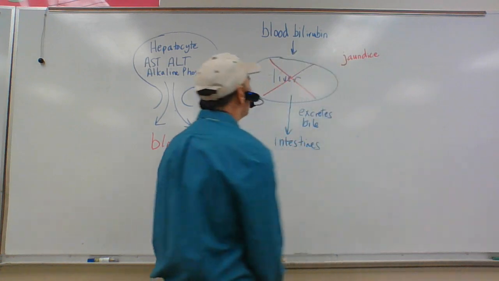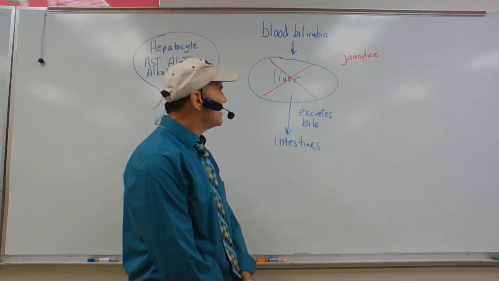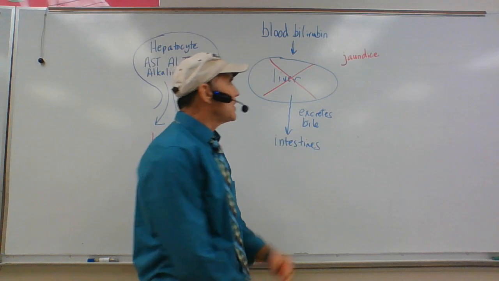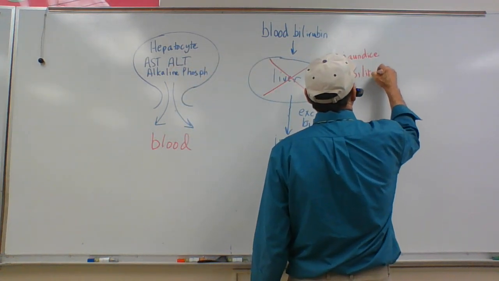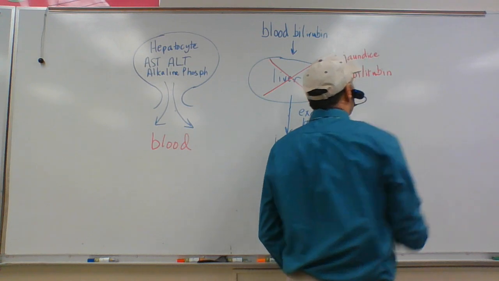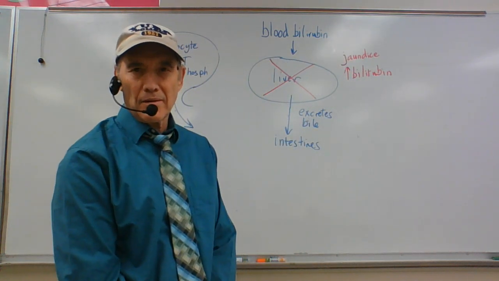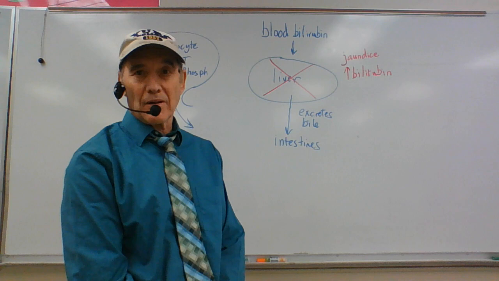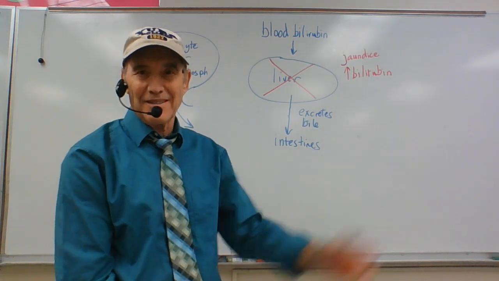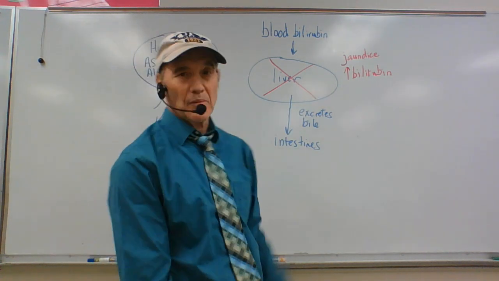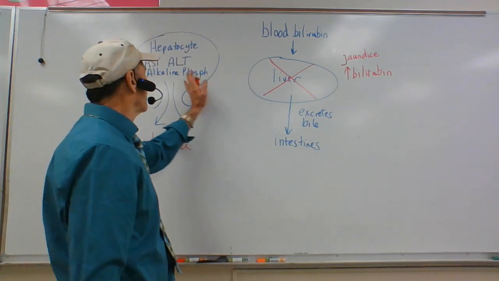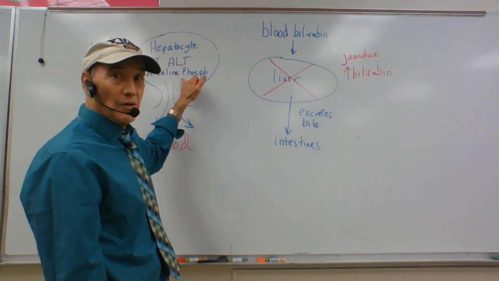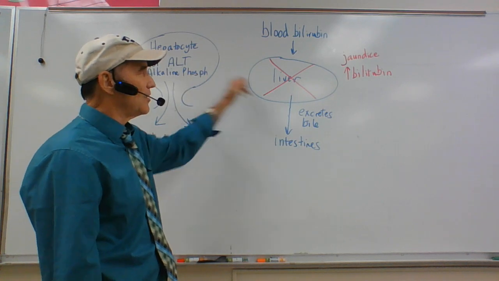And then you're going to see an elevated bilirubin test on your chem panel. Right? Your chem panel comes from the blood, right? Chemistry of the blood. And you're going to see an elevated bilirubin. Now, whatever else is damaging the liver, you're going to probably see that problem too, in conjunction with this.